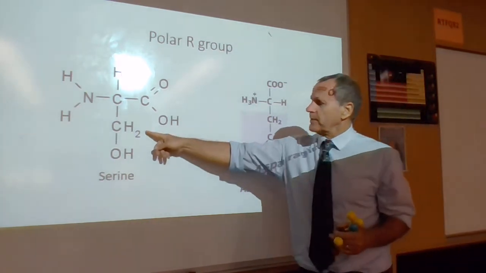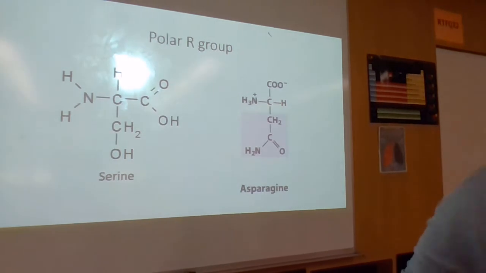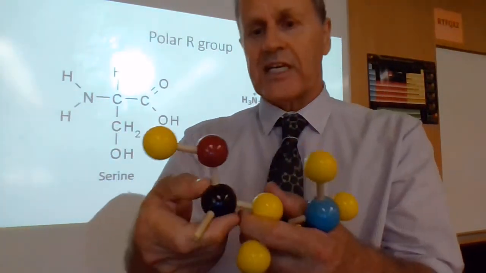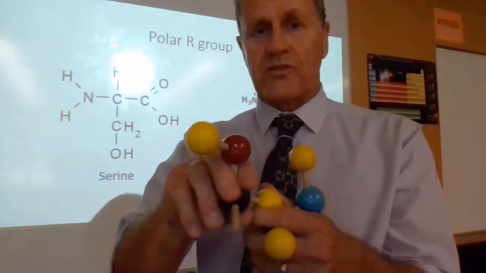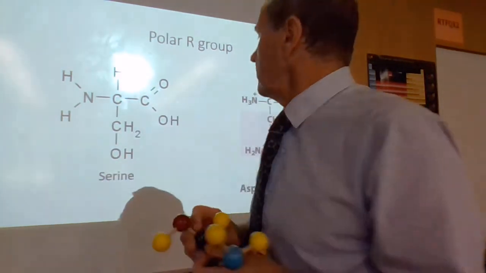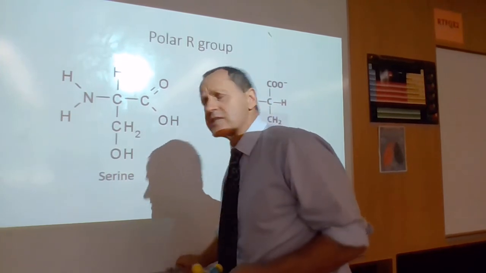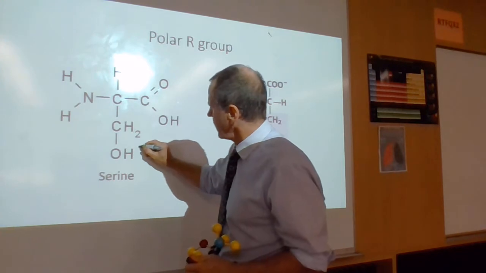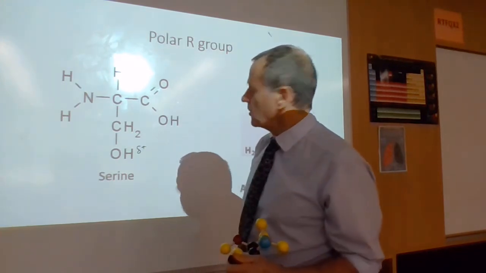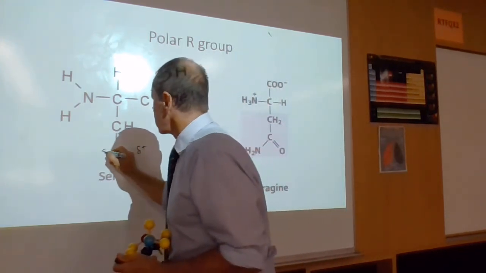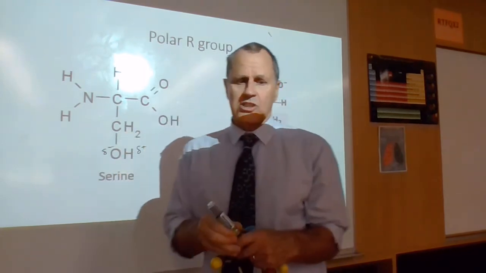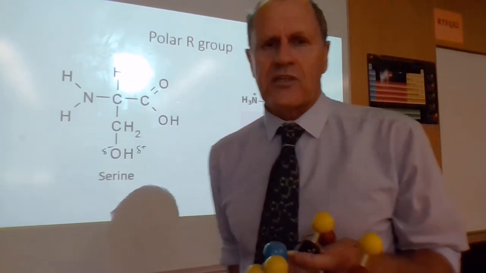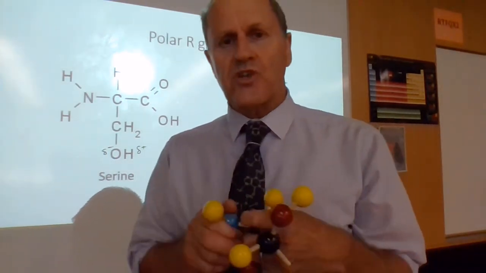And let's have a look at this one. It's serine. So if I've got serine, here's my R group. So it's got the carbon, like everything has, and it's got an OH group there, a hydroxyl group. And you know about hydroxyl groups because they're in water. You know that that hydroxyl group is going to have a delta positive on the hydrogen and a delta negative on the oxygen. And that, as a result, is going to be hydrophilic. It's going to attract water.